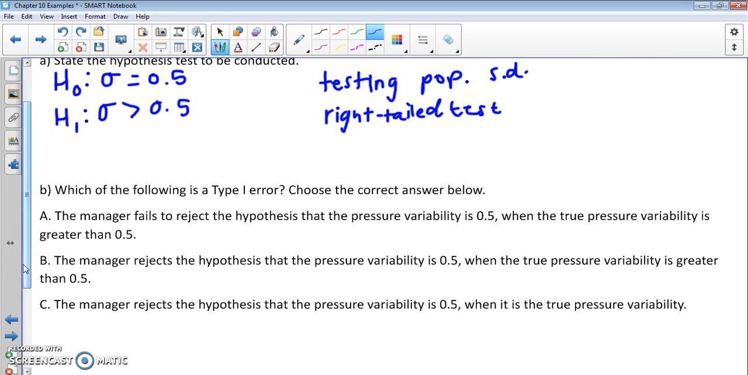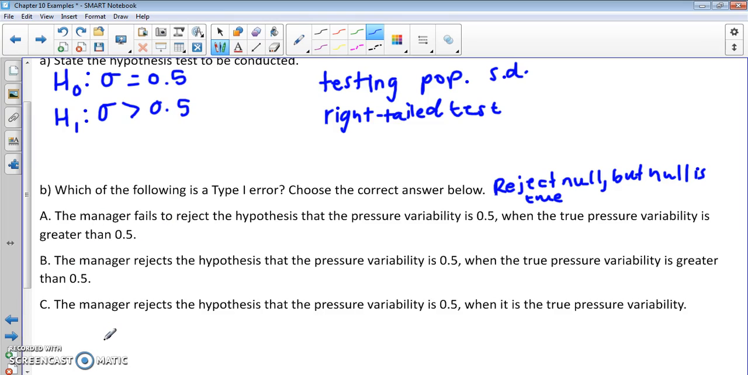So B, we want to know which of the following is a type 1 error. So remember, type 1 error is when we reject the null, but the null is true.